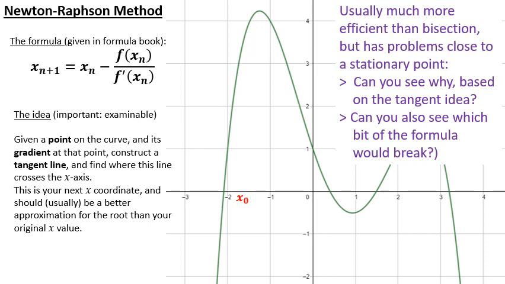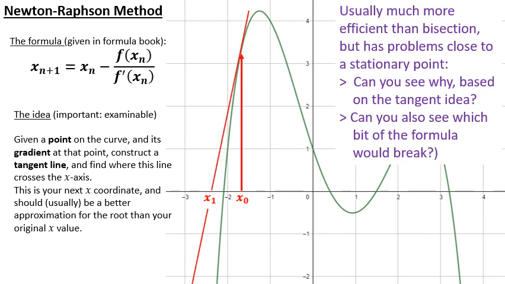Here's what it looks like in practice. If we think that minus 1.7 is close to our root, we're looking for a root which according to this diagram is probably at minus 2 and a bit. But if we start with minus 1.7, we can find f of minus 1.7 by substituting minus 1.7 into the function. Now if we can also differentiate the function, we can substitute minus 1.7 into the derivative, which means we could find the gradient. And if we have a point and the gradient, we have enough information to find the tangent line.